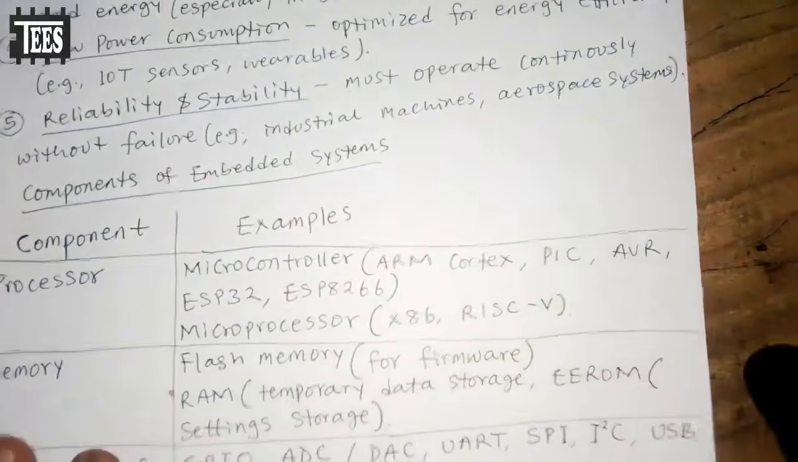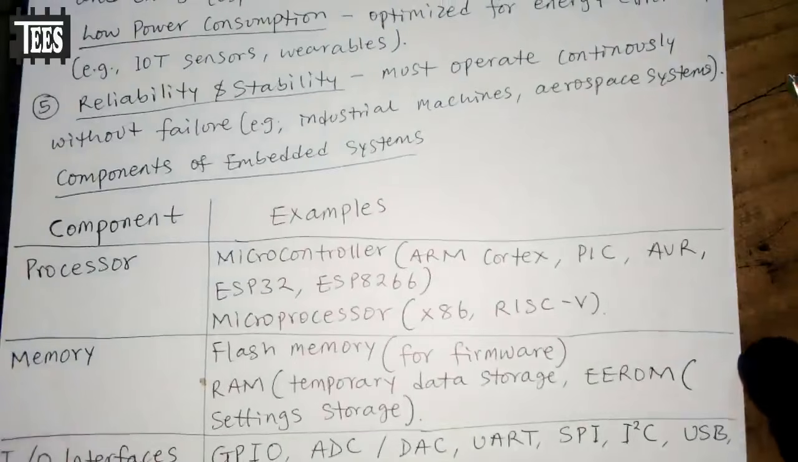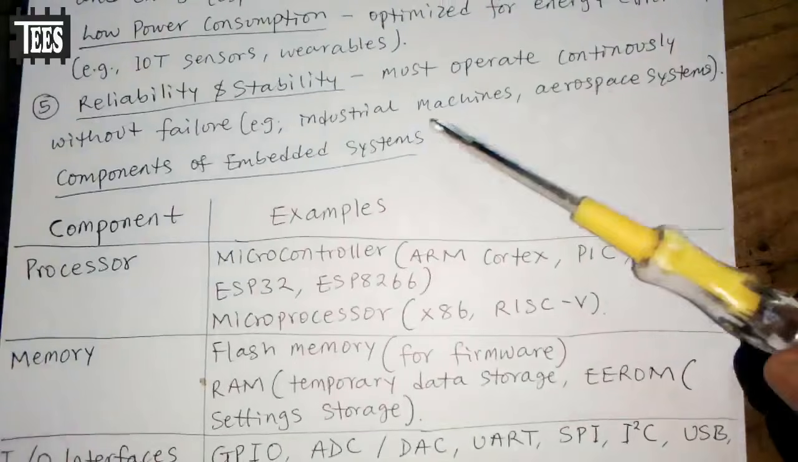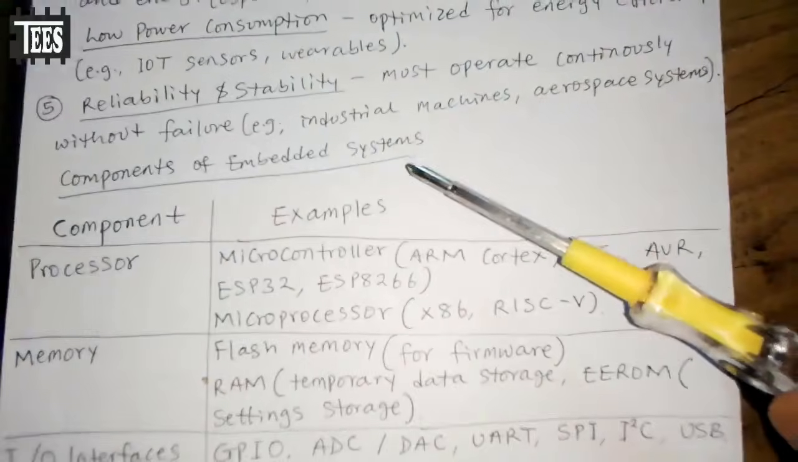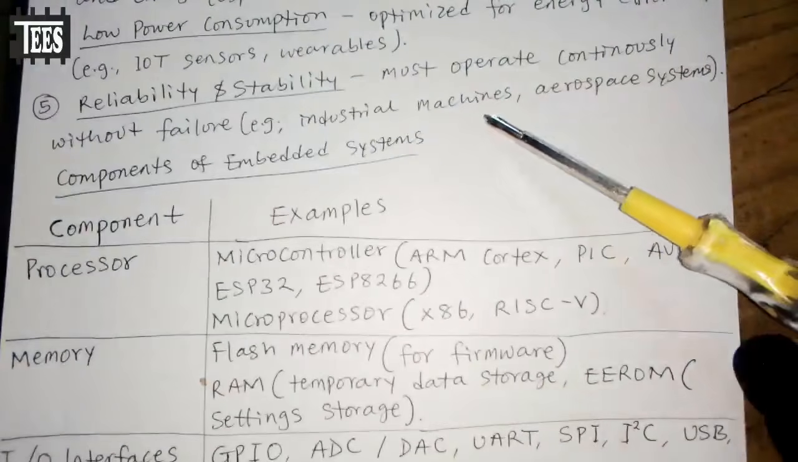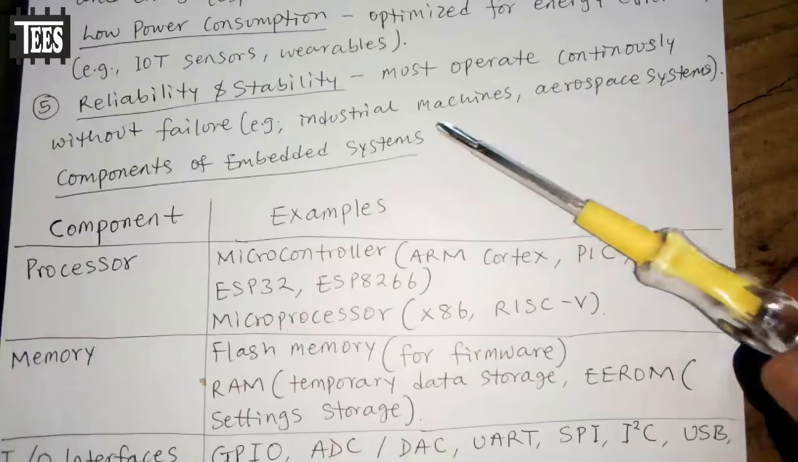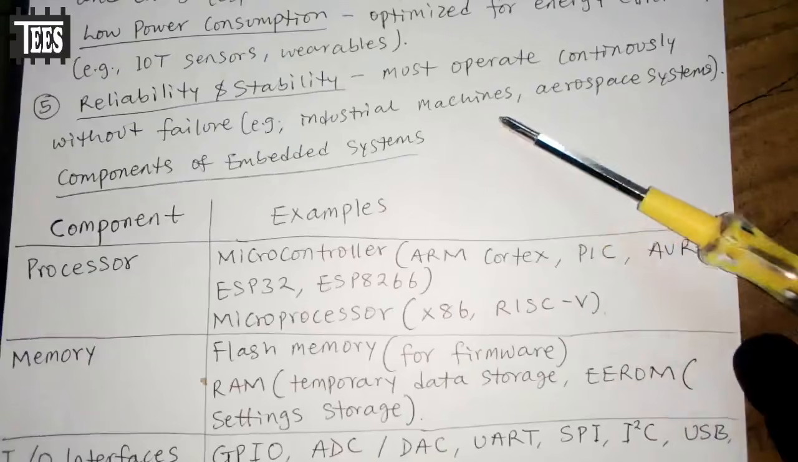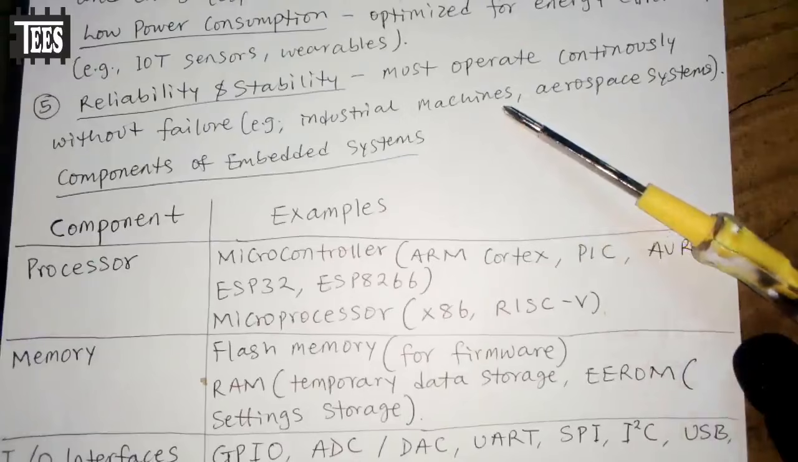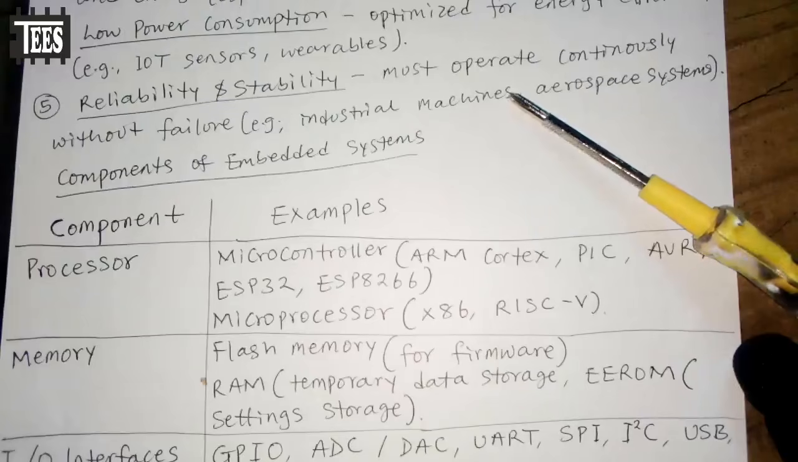Then reliability and stability. They must operate continuously without failure. For example, industrial machines, aerospace systems, like our traffic light systems. When they are powered, they must operate continuously without failure. So you see.